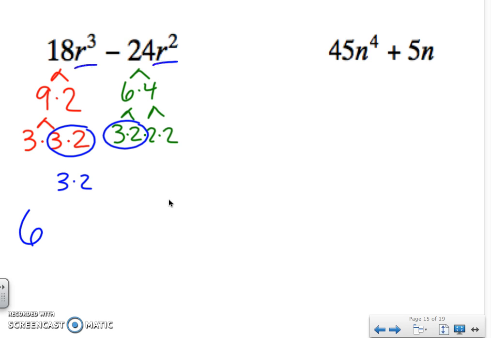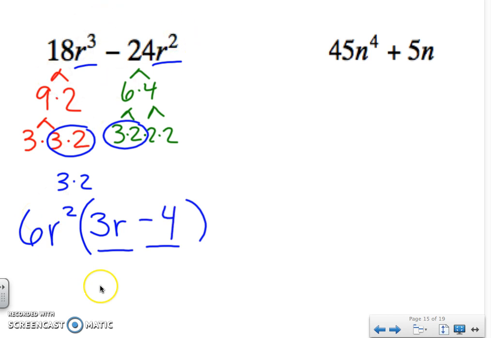Out of 3 r's and 2 r's, though, I can take out the lowest exponent, so I can take out r squared for your GCF. I'm going to have two terms, since there were two terms up here. And again, you're going to divide to see what's in the middle. 18 divided by 6 is 3. I had 3 r's and I took 2 away, so 1 r. Negative 24 divided by 6 is negative 4. Again, I had 2 r's and I took 2 away, so I'm done.